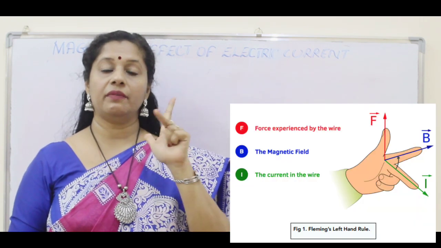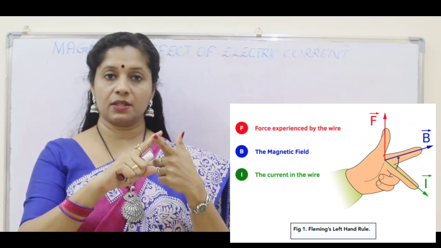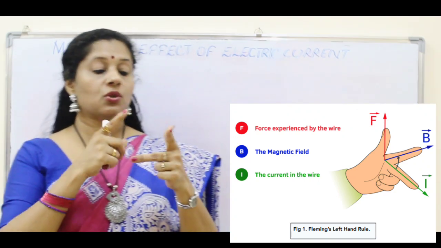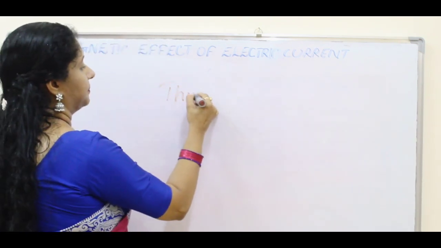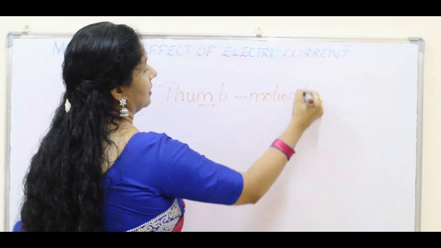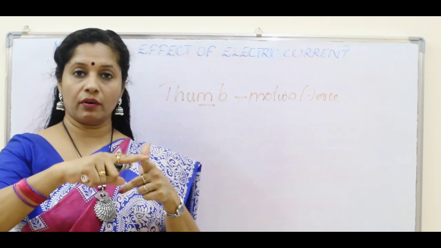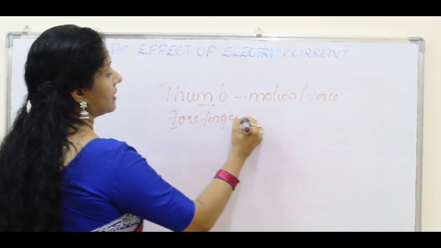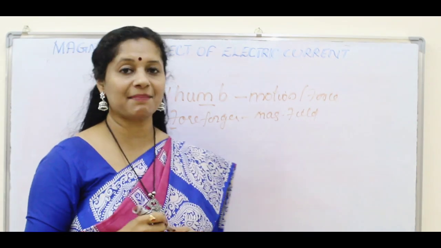In Fleming's left hand rule, we are using three fingers. The first is the thumb, then the index finger, and the third is our middle finger or the central finger. I will tell you why. When you write thumb, it has M in it. M stands for motion or force. So the thumb is the direction of force. Then this is the forefinger. Forefinger has F in it, so it is the magnetic field. Don't take F for force. Here it is magnetic field.